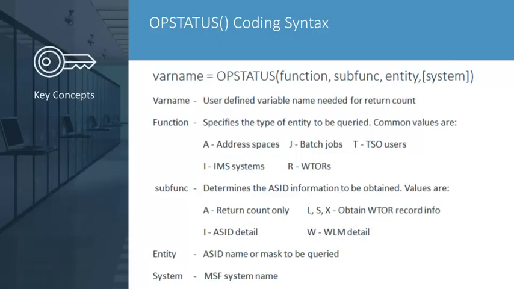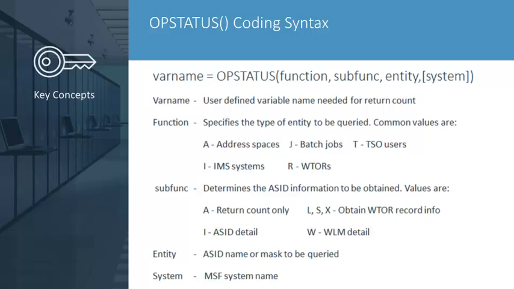A user-defined simple variable name, or var name, is needed to call or invoke the function. The name of this variable should reflect the type of data which the function is obtaining. For example, if the OPSTATUS function is being used to obtain all active ACIDs, a variable name of all_ACIDs or active_ACIDs would logically identify this returned data.